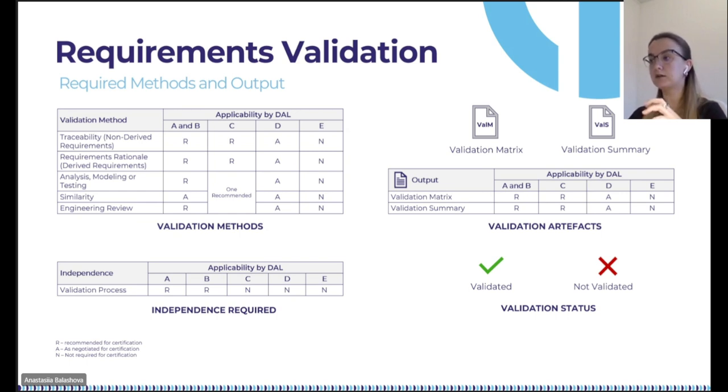Traceability and engineering review are primary methods for all DALs. Additional methods like analysis, modeling, or testing may be optional and used if traceability and engineering review are insufficient. For example, if a requirement involves a complex state machine, modeling may be utilized.